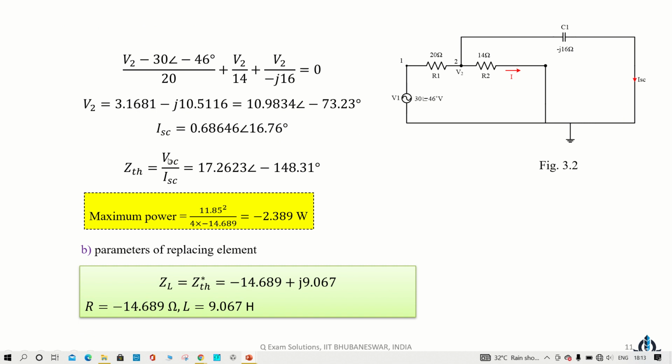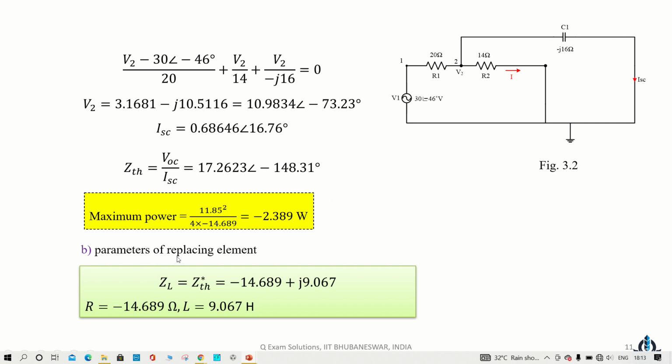And for RTH, the open circuit voltage divided by the Thevenin current, you get ZTH equal to 17.2623 at the angle -148.31 degrees. For maximum power, you know that it is VTH squared by 4 times RTH. So you get the maximum power as that.